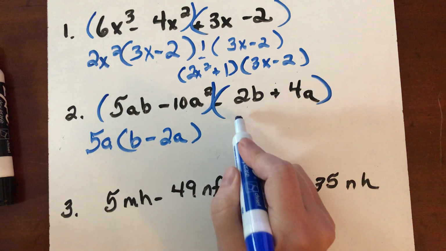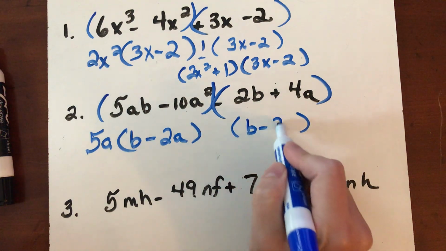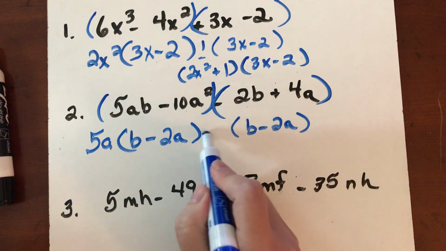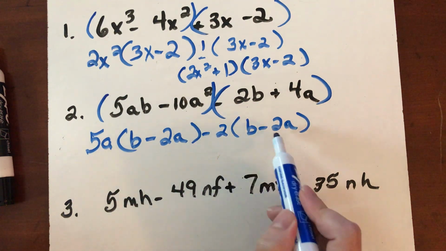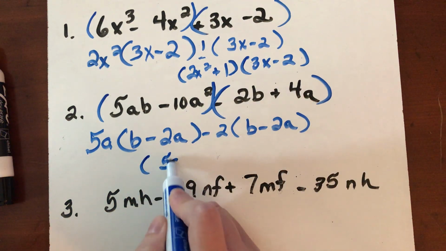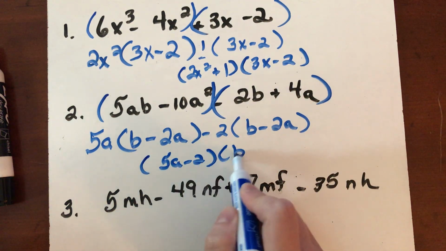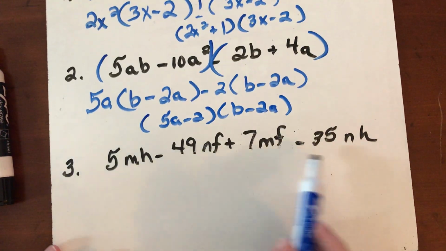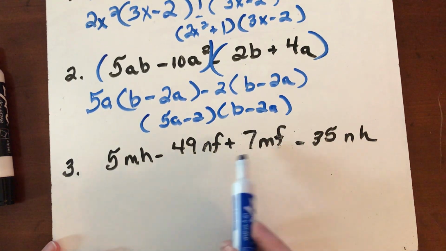All right, now that I know that that is b minus 2a, I'm going to go ahead and bring it over here. Now b times what is negative 2b? A negative 2. Now is negative 2 times negative 2a positive 4a? Yes. So you should have had 5a minus 2 and b minus 2a. Okay. Now the last one I would have regrouped.